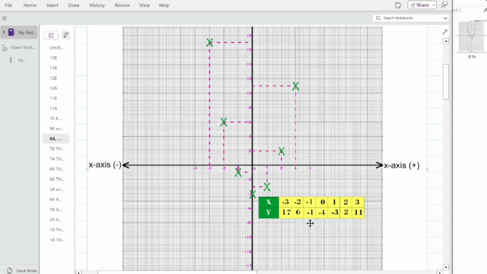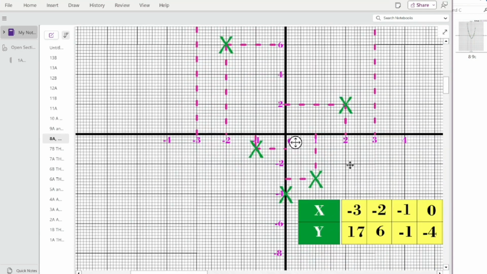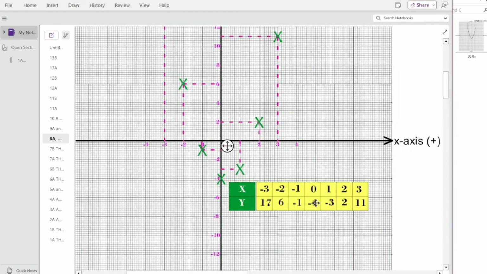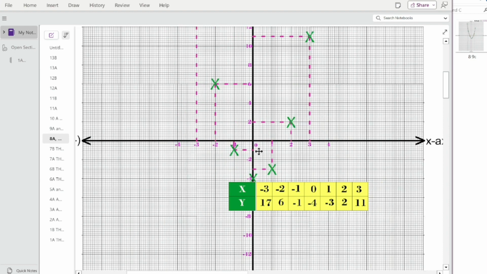When x is minus 1, y is minus 1. So we'll come down here and make our point. Between 0 and minus 2, you have minus 1. So x here is minus 1, y is also minus 1. You make our mark here. Next point talks about when x is 0, y is minus 4. So we have our 0 point here on the x-axis and our minus 4 here on the y-axis. We come down the y.